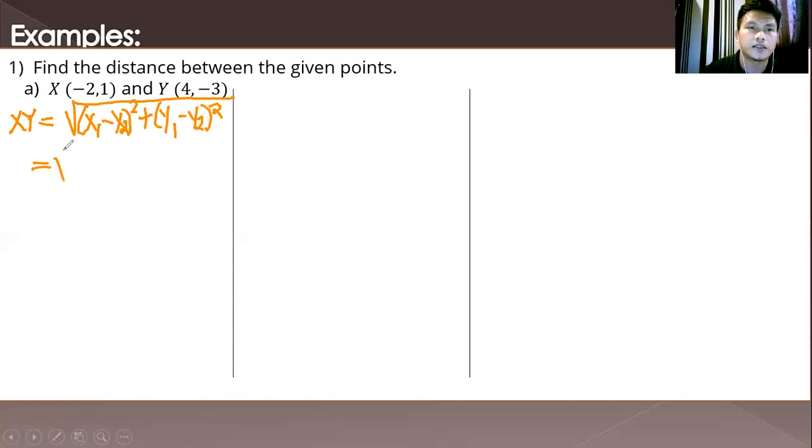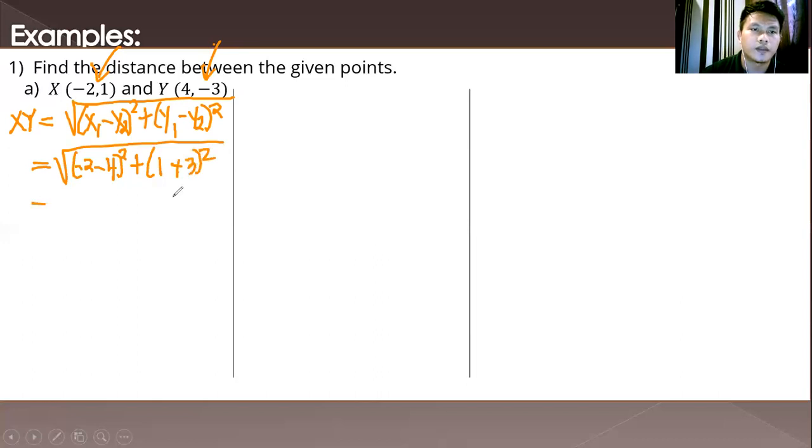Okay, so that is equal to our x sub 1, that is negative 2, minus our x sub 2, which is 4, squared. Take note, class, that the first coordinate refers to our sub 1. The second coordinate refers to our sub 2. Plus y sub 1, we have here on the first coordinate, that is 1, minus our y sub 2 on the second coordinate. So we have here negative times negative, that is positive 3 squared.